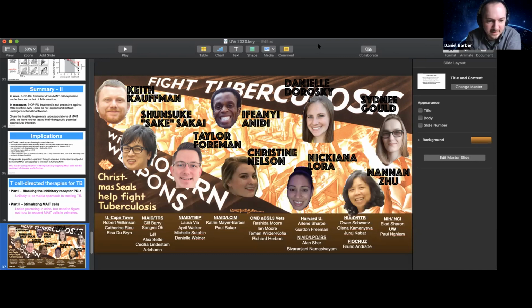But yeah, I think it very well could do with the SPF mouse, in that the majority of the data in the field, and especially trying to develop MAITs as therapies, is done in mice. But MAITs may be completely different beasts for a number of different reasons in a mouse as compared to a human or macaque.